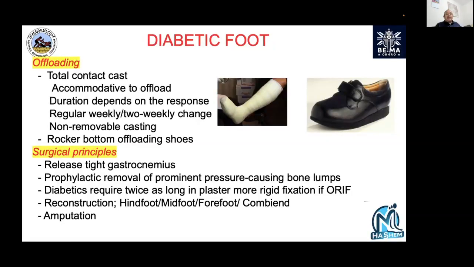If you're fixing a bimalleolar ankle fracture with a blade and screw laterally and screws medially, you have to add syndesmotic screws for the diabetic. So a diabetic should have double the amount of metal as a normal patient. So you have to be very, very aggressive.